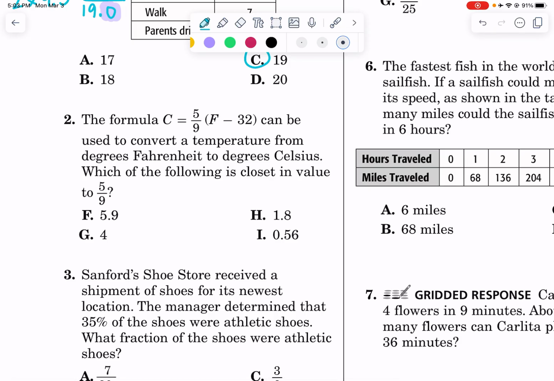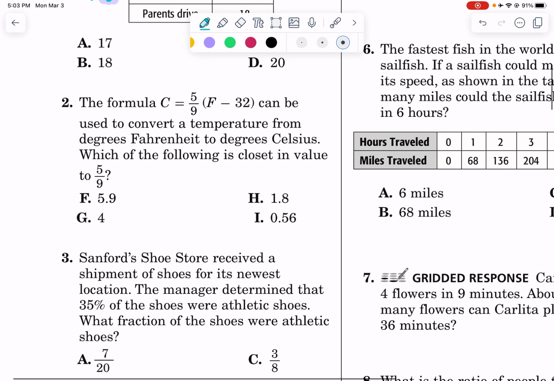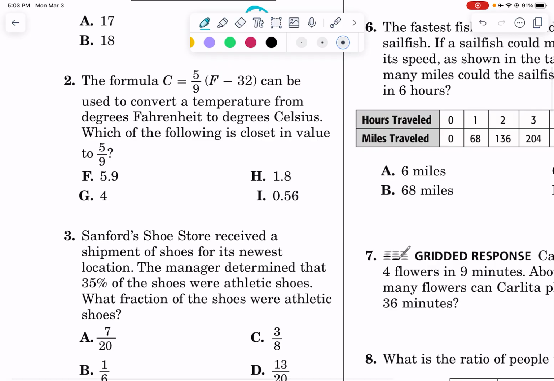Number 2, the formula C equals 5/9 times F minus 32 can be used to convert a temperature from degrees Fahrenheit to degrees Celsius. Which of the following is closest in value to 5/9? So 5/9 is a fraction that's less than 1, and it's a little bit greater than 1/2, I can tell, because 5 is greater than half of 9.